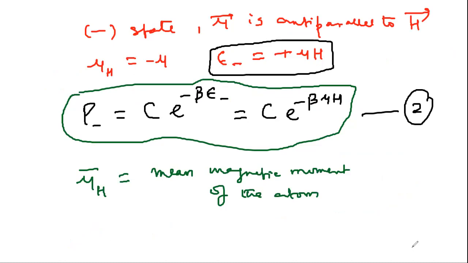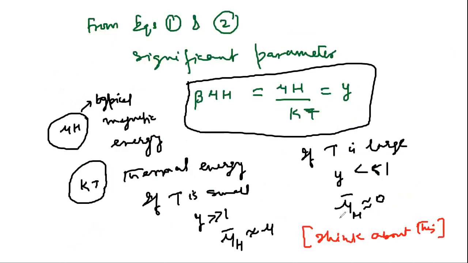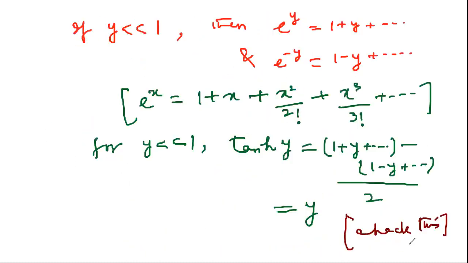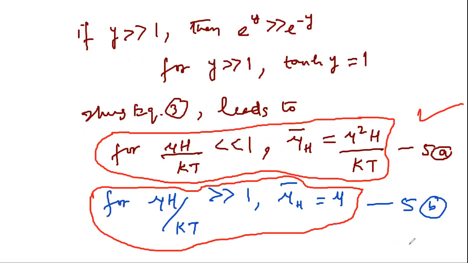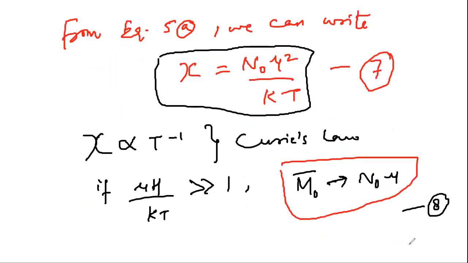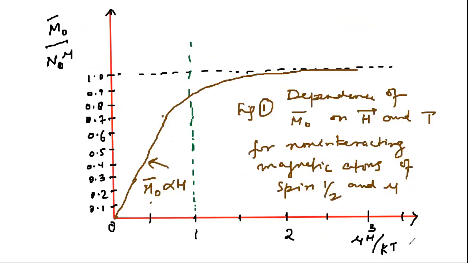Then we talked about the average magnetic moment per atom qualitatively at large T and small T. Then we calculated it and got our quantitative results. And I told you to check everything and do it at home.